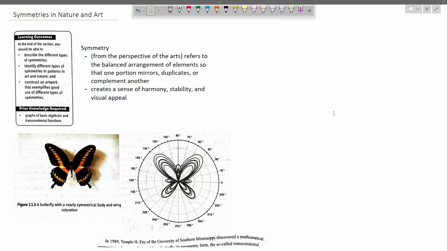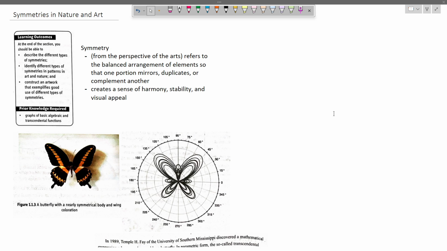Hi, welcome to our video lesson about symmetries in nature and art. I will divide this lesson into two videos. So for this one, the first one, it's going to be an introduction and a discussion on reflectional symmetry.